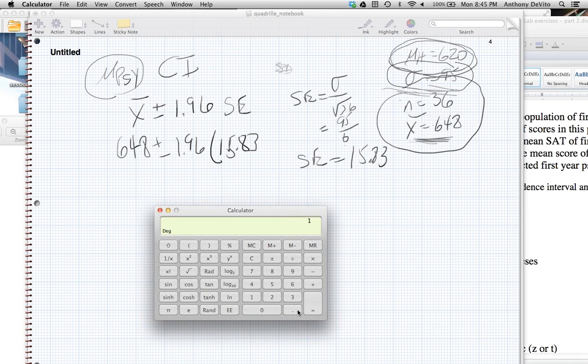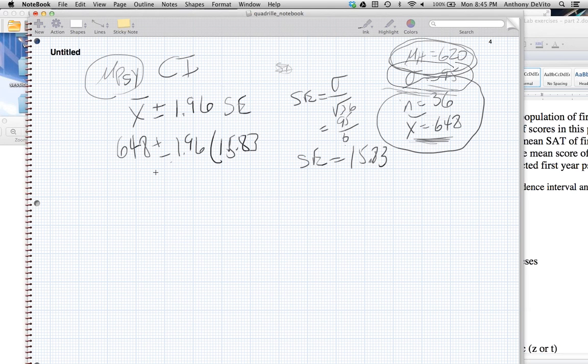Okay, 1.96 times 15.83 equals 31 point, whatever. I'm going to put that into memory. And I'm going to clear it. Let's see, 648 minus that value is 617. I'm going to round it to 617.